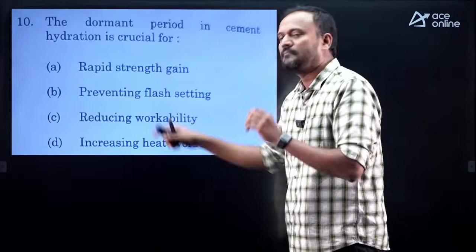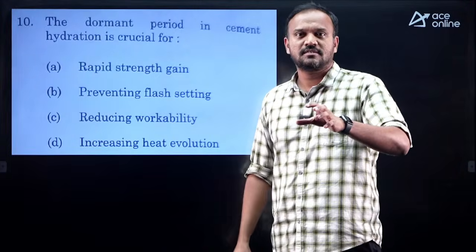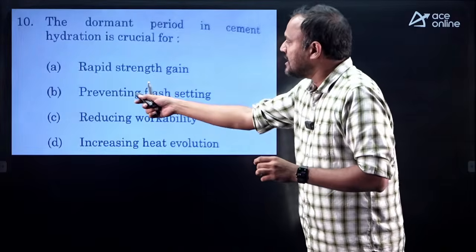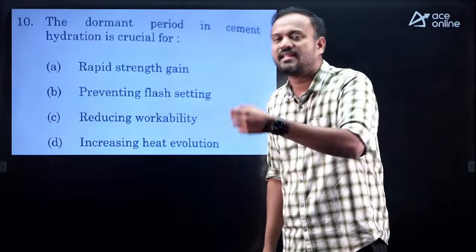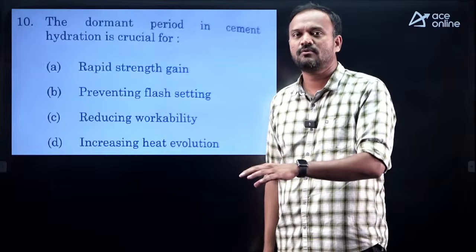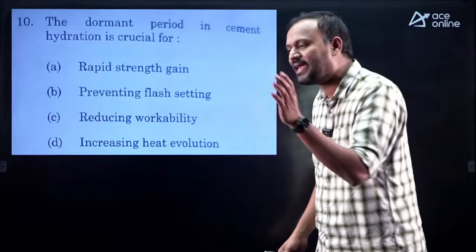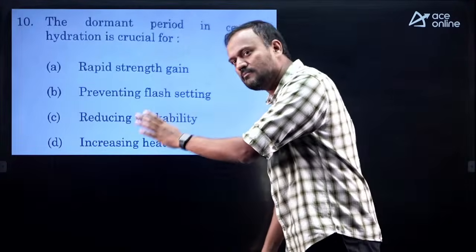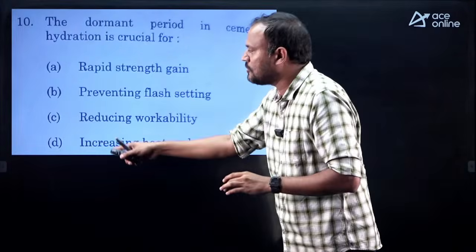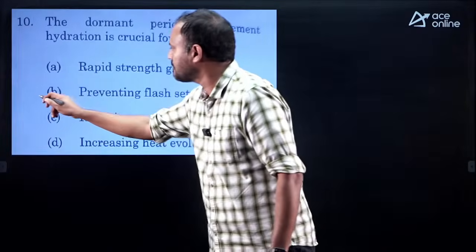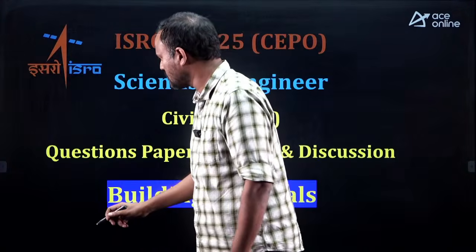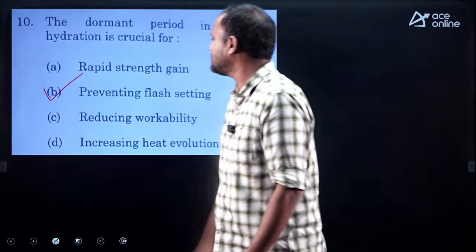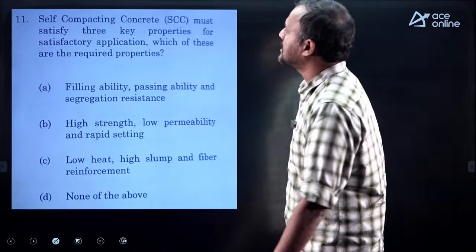Because in the dormant period, there will be very low reduction in plasticity. So, if sudden or flash setting happens, then working will become difficult. So, we can say it is for preventing flash setting, but that is not the perfect answer, but among the options, that is the best option. Option B. Right. Next question.